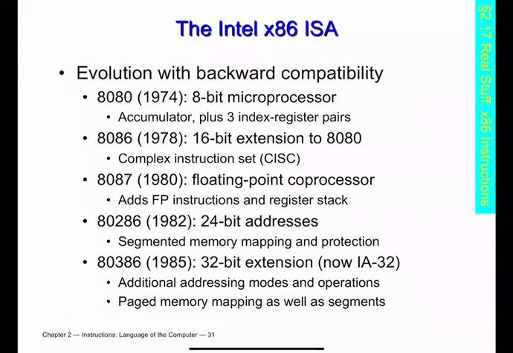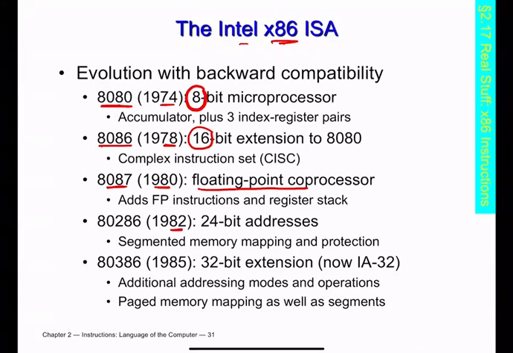Another processor is called Intel, and we began with the 86 series. So let's go over the evolution of the Intel processor. In 1974, they had the 8080, and interestingly, it was only an 8-bit microprocessor. In 78, it was extended to 16-bit, and they called it 8086. And then they had the 8087 in 1980, and they were able to implement a floating point coprocessor.